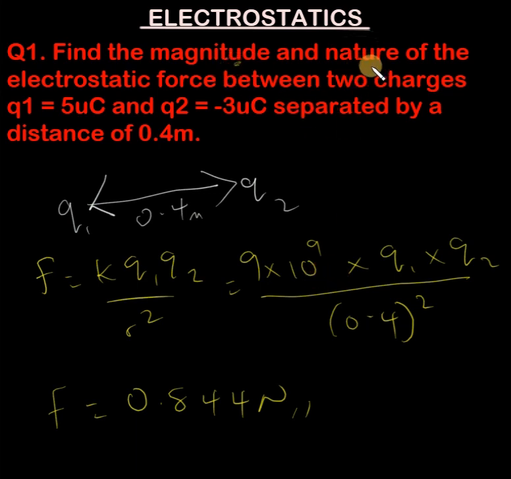But what about the nature? As you can see, I told you initially that the two charges are opposite to each other. And according to the law of electrostatics, when two different charges, negative and positive, are brought together, the force between them is going to be the force of attraction. So the nature of the electrostatic force is the force of attraction. Let's move on to the next question.